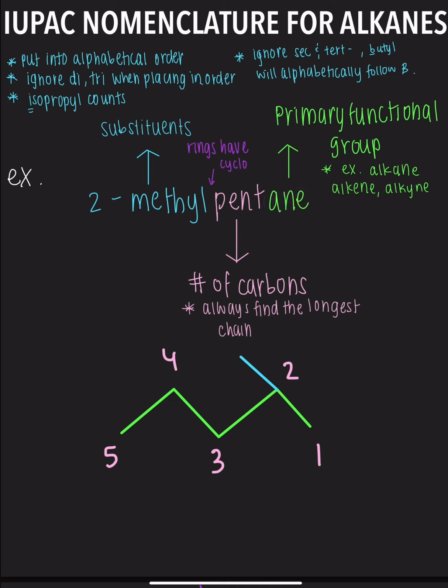But yes, you can have, for example, -en, which refers to the alkene, and then -ol referring to the alcohol group. But okay, that's a lot for right now. What I'm just trying to say is the ending will tell you the primary functional group. So usually it'll be -ane, -ene, or -yne.